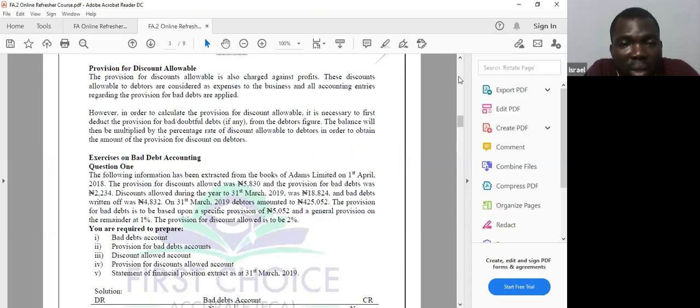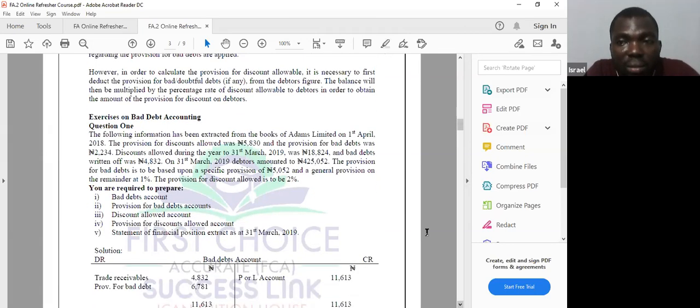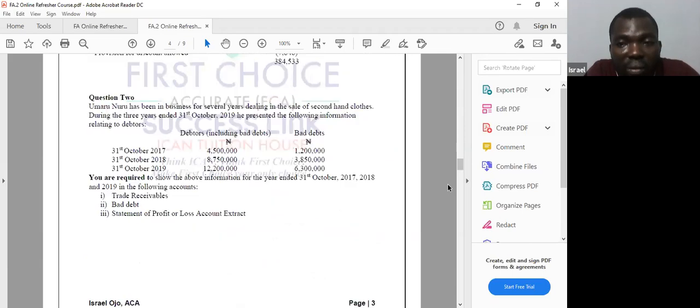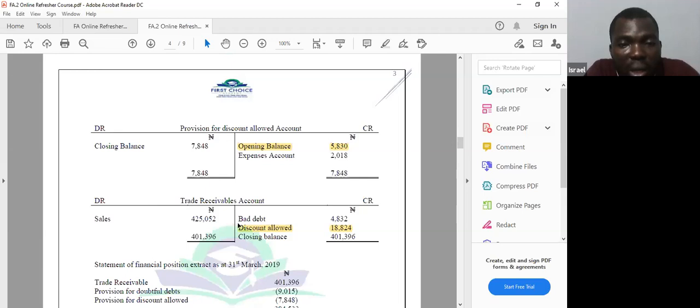The next one says that bad debt written off was 4,832. It means that your bad debt account will be debited while your trade receivables will be credited to reduce the impact of that amount on it. So we come here and put bad debt. So we have trade receivables, that's the one that was written off. So under the trade receivables, we have that to be 4,832. That's the first one.